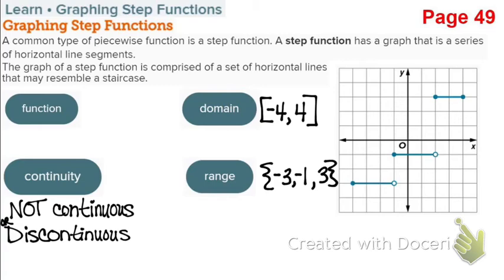There's these gaps. It is only at -3, -1, and +3. My step functions are always going to have ranges that look like this, where it's just a list of how high or low those steps are. Let's look at one together.